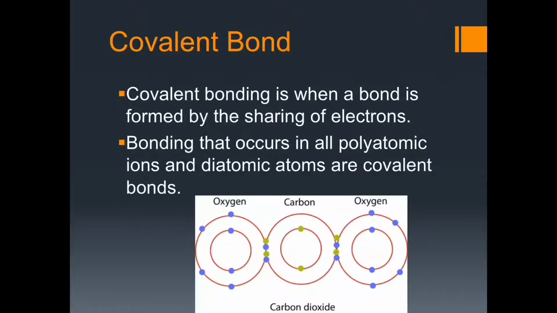Now we're going to talk about covalent bonding. Covalent bonding is when a bond is formed by sharing electrons. So you remember way back in the beginning when we talked about fluorine and fluorine sharing an electron? That would have been covalent bonding.